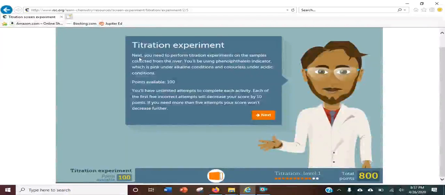Titration experiment. Next, you need to perform the titration experiment on the samples you collected from the river. You'll be using phenolphthalein indicator, which is pink under alkaline conditions and colorless under acidic conditions. So again, the lowest you could get is 50 points, but the maximum is 100.